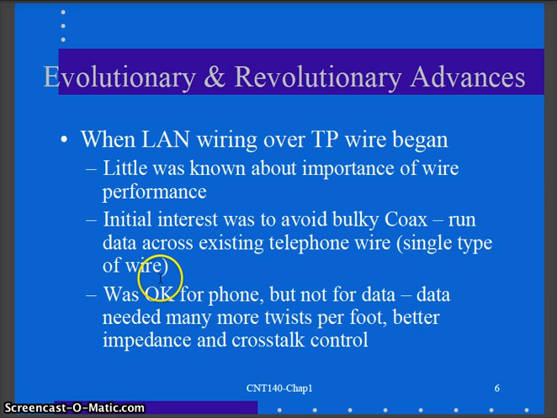So initially low data rates was okay, but as the data rates got higher above modem bandwidths, if you will, it was not acceptable. So changes had to occur in the structure of the cabling, more twists per foot, better impedance, those sorts of things. That's when our twisted pair as we know it today kind of came from. That's where it kind of got started.